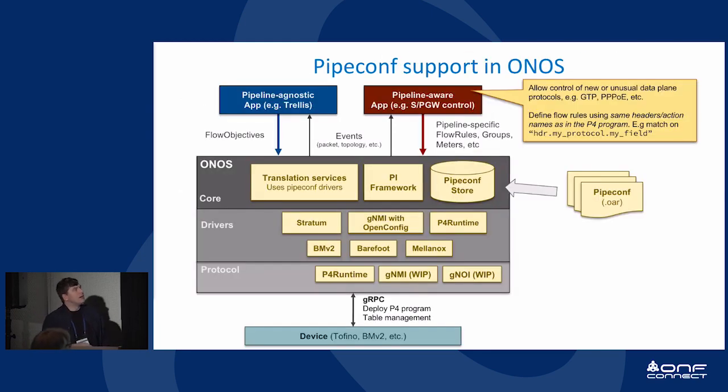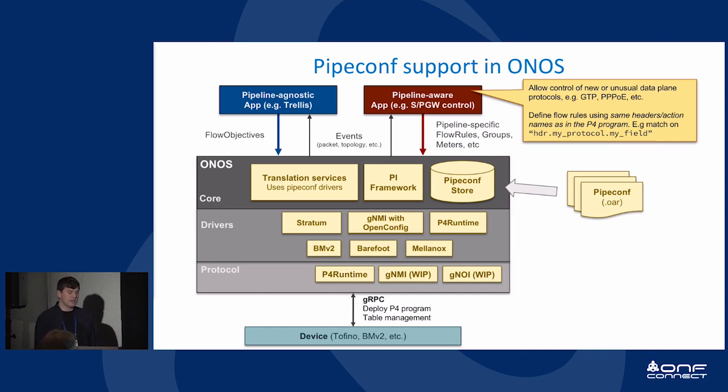This is kind of like a high-level picture of what the Pipeconf-based architecture looks like. Once you have your Pipeconf, you can register this Pipeconf to a Pipeconf store or Pipeconf service. And then on top, you have two types of applications. You can have pipeline-agnostic applications, and you can have pipeline-aware applications. Pipeline-agnostic applications are those applications using pipeline-agnostic APIs, like the flow objective. And an example of this application is Trellis.